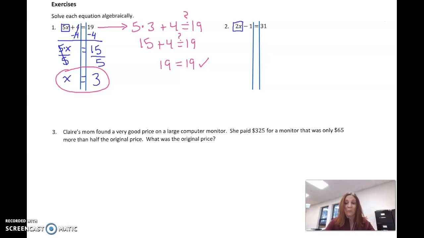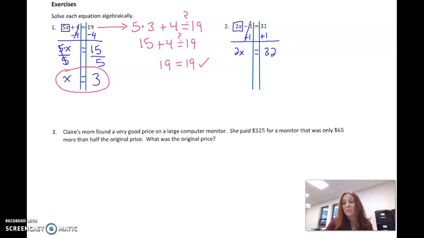So starting from order of operations, bottom to top, start with adding and subtracting. Now in this case, we're subtracting 1. So the opposite or the inverse of subtracting is adding 1. Whatever I do to one side, do to the other. Bring down my 2x. Minus 1 plus 1, I think of the number line. If you go down 1 and back 1, you're at 0. Equals 31 plus 1 is 32.